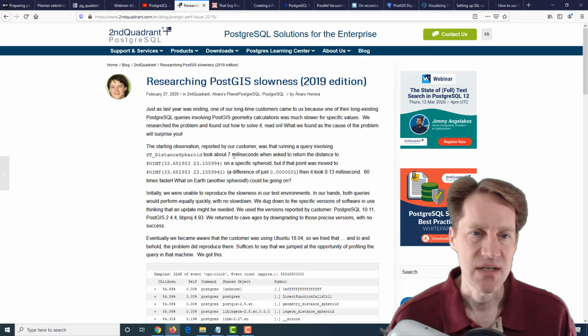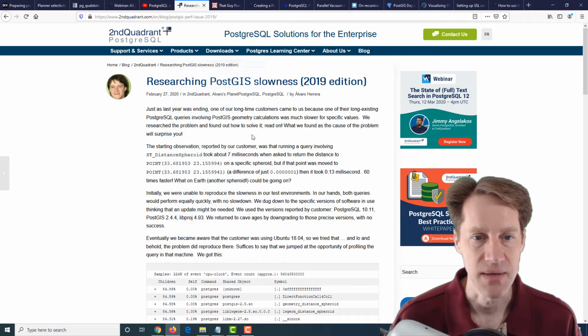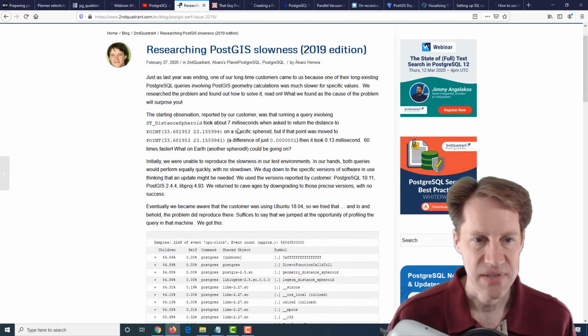The next piece of content is "Researching PostGIS Slowness, 2019 edition". This is from secondquadrant.com. He's talking about a customer they were working with where they had a particular query that was 60 times faster when there was a difference of only 0.000001 between two different values in terms of calculating a point. But again, it was 60 times faster without that present.